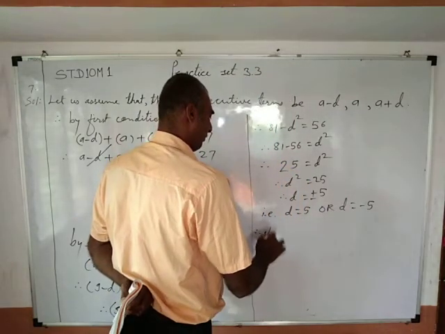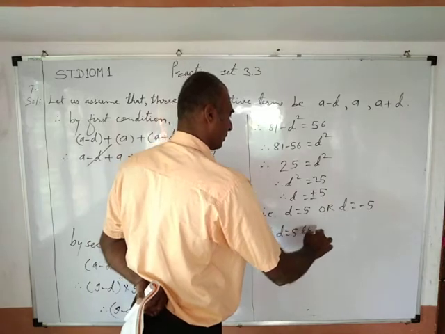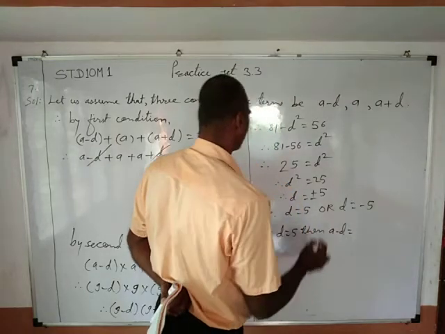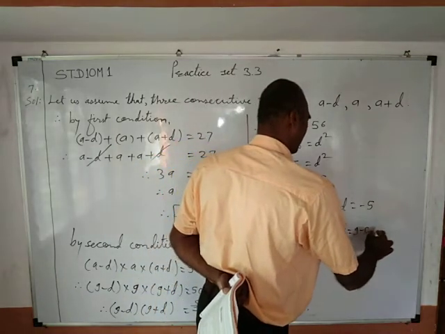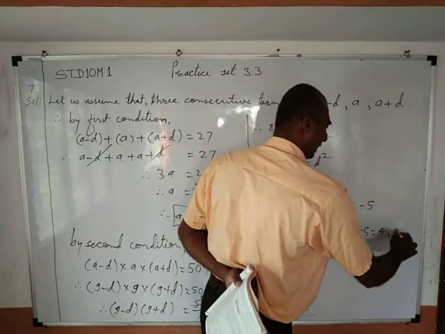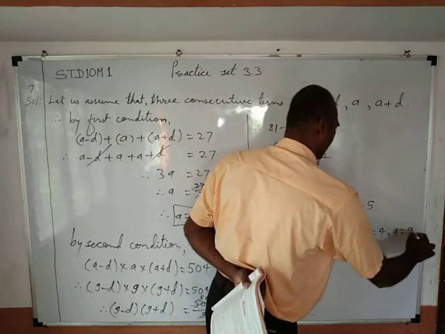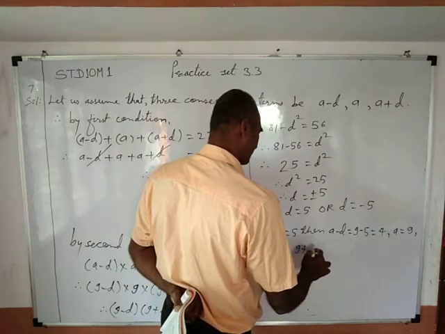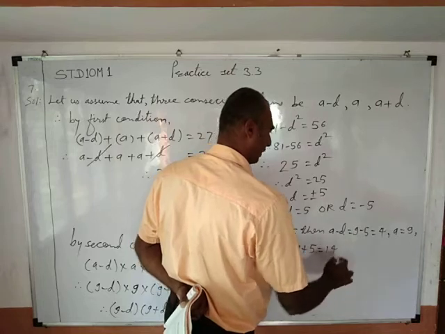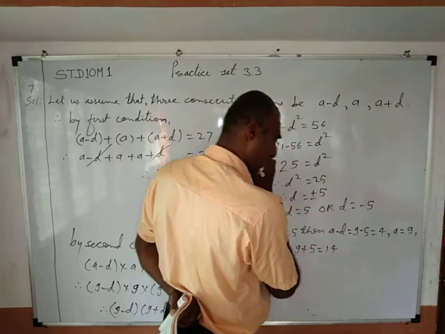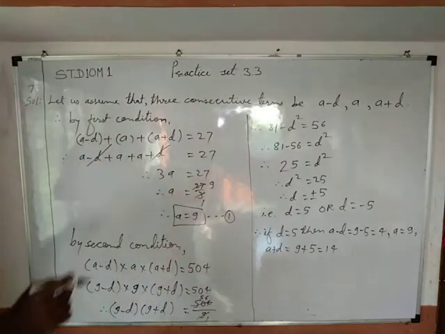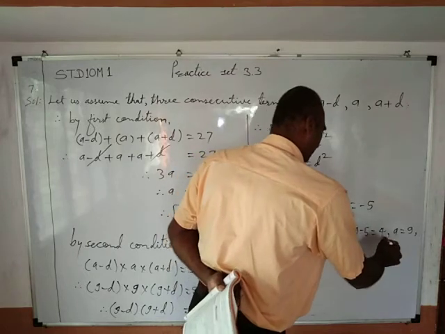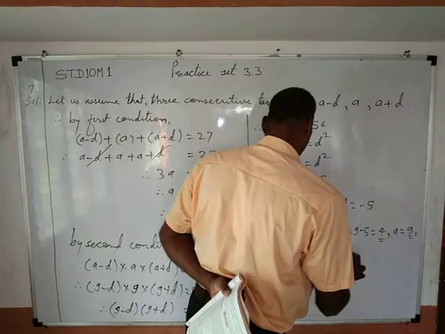And therefore, if D equals 5, then A minus D equals 9 minus 5 equals 4. A equals 9 and A plus D equals 9 plus 5 equals 14. Means those three terms will be 4, 9, 14.